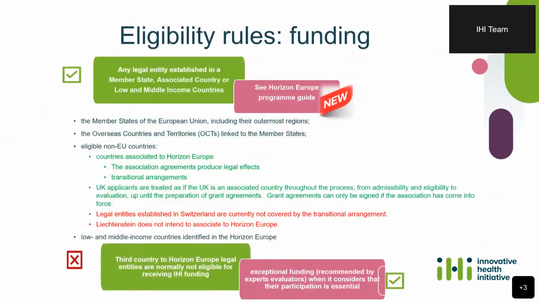So in relation to the funding, we basically say that if you are a member state, or you're from the overseas territories, or you're coming from an associated country, then you're eligible for funding. If you go halfway down to the second green bullet point, to repeat what we said a few minutes ago, UK applicants are treated as if the UK is an associated country throughout the process from admissibility to eligibility up until the preparation of the grant agreement. And then if there is no association agreement in place, then those UK entities that had been flagged as beneficiaries and therefore receiving funding will have to rework it, and they will become associated partners instead, and they will not receive funding from IHI.